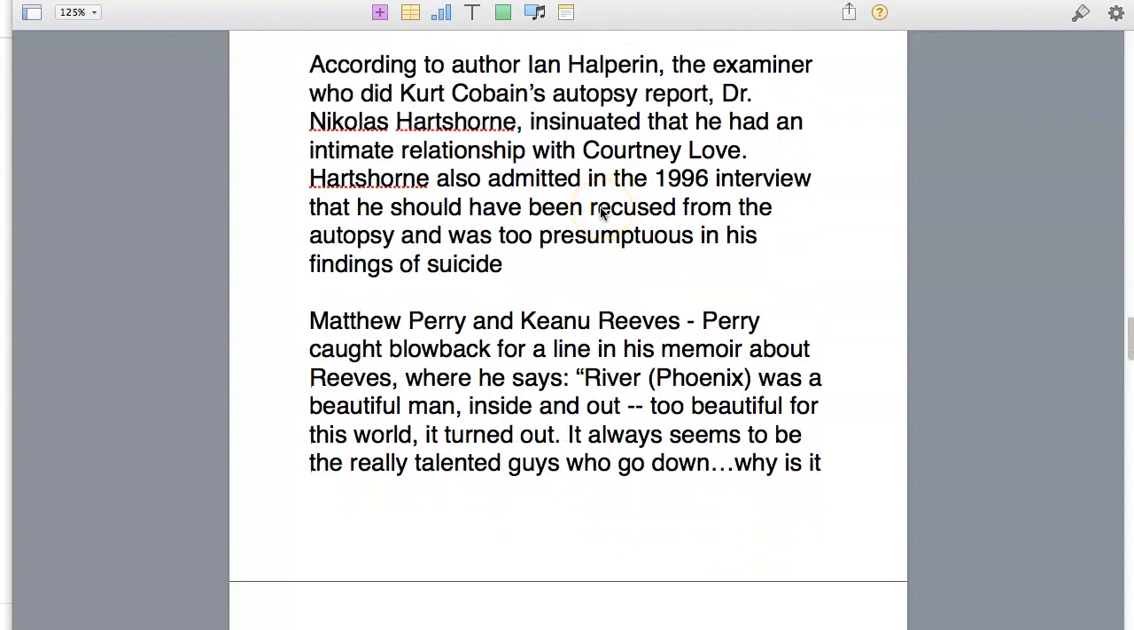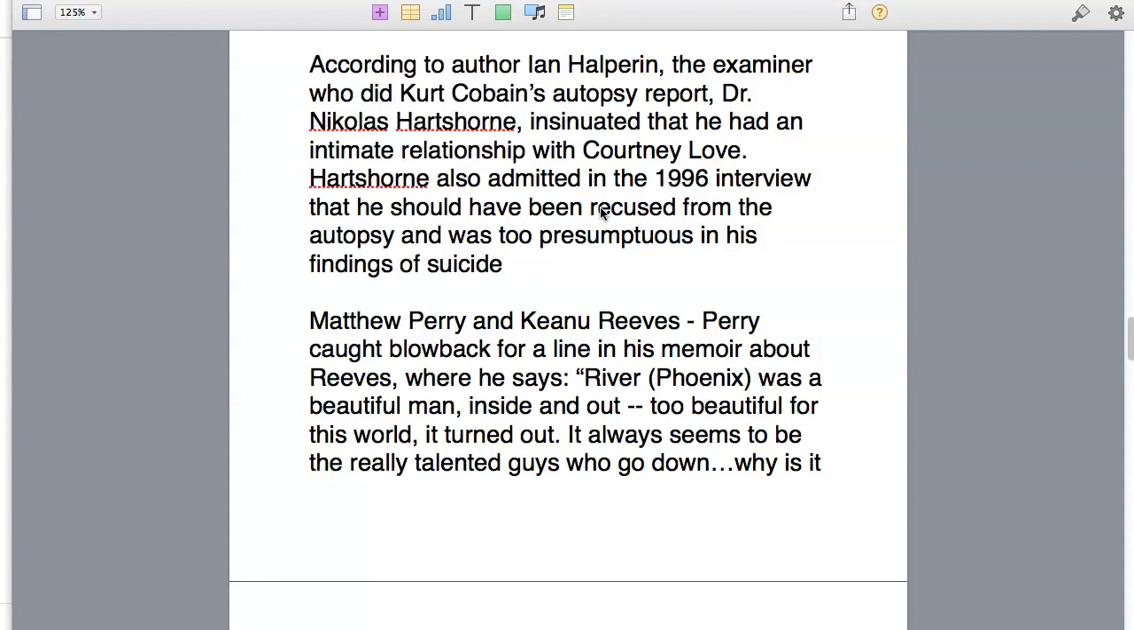According to author Ian Halperin, the examiner who did Kurt Cobain's autopsy report, Dr. Nicholas Hartshorn, insinuated that he had an intimate relationship with Courtney Love. So the doctor who did the autopsy on Kurt Cobain was friends with Courtney Love, and they may have hooked up. Hartshorn also admitted in the 1996 interview that he should have been recused from the autopsy and was too presumptuous in his findings of suicide.